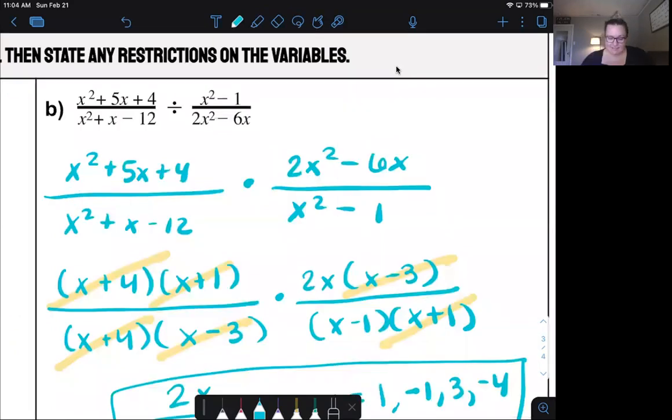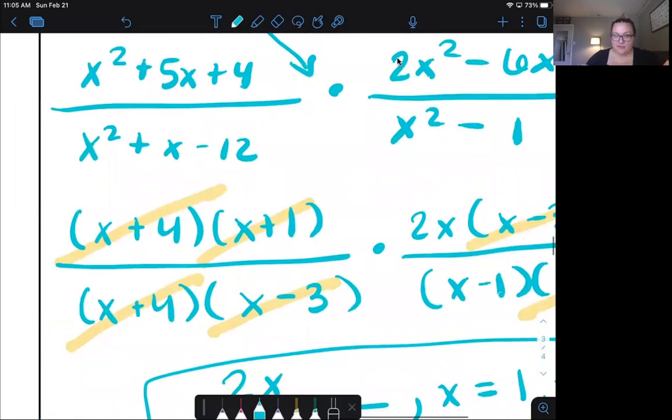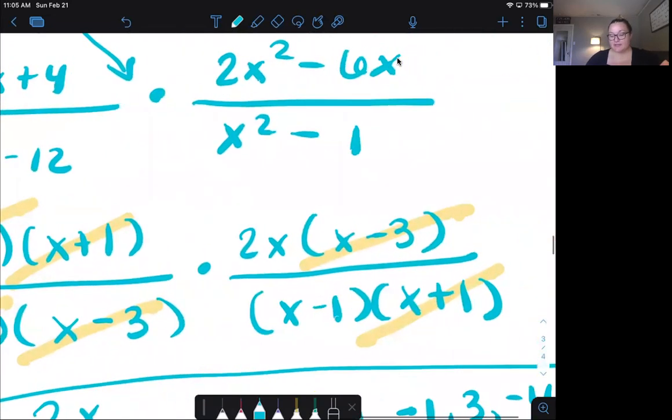So the first thing I did was I switched the division to multiplication, and I flipped that second fraction. So I have x squared plus 5x plus 4 over x squared plus x minus 12 times 2x squared minus 6x over x squared minus 1. Then I factored everything. So I got x plus 4 times x plus 1 over x plus 4 times x minus 3, 2x times x minus 3 over x minus 1 times x plus 1.